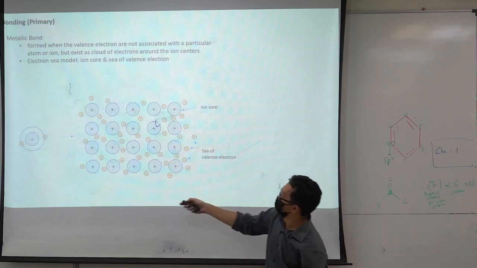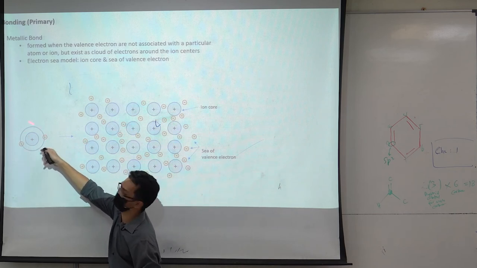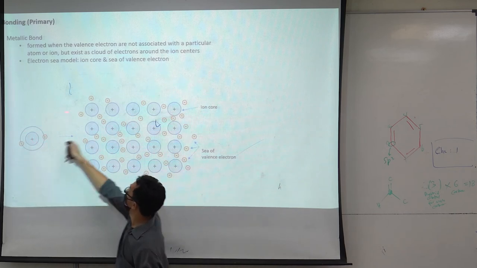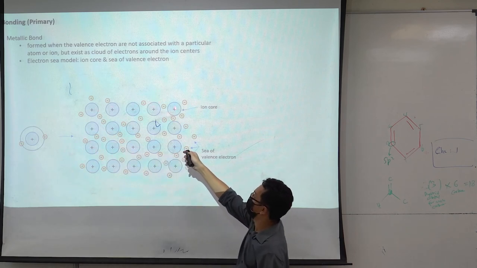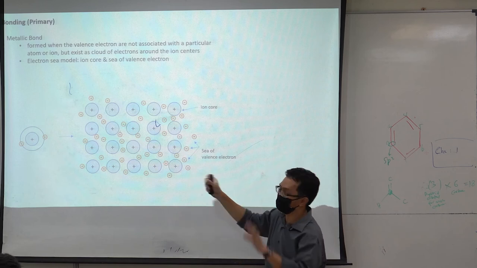For example here, at the beginning, one atom here has two valence electrons. Now I have one, two, three, four, five. Five times four is 20. Okay, 20 things.